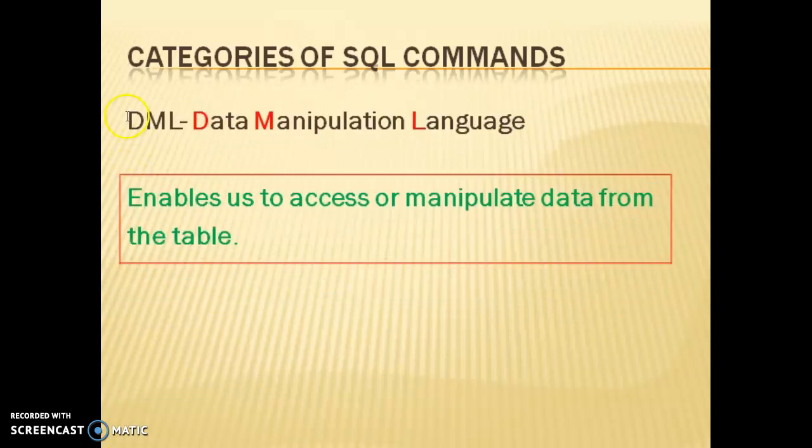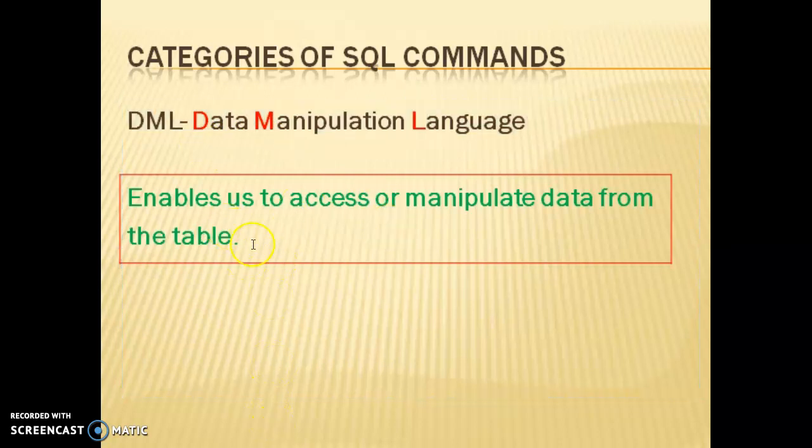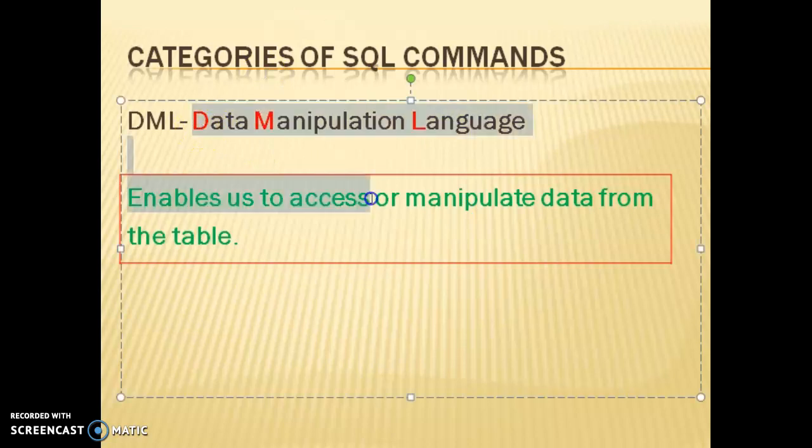So the next SQL command category is Data Manipulation Language, which is shortly called DML. So DML is nothing but Data Manipulation Language. So what will it do? It enables us to access or manipulate the data from the table. Accessing is nothing but getting some details from a particular table, or manipulating the data from the table. Accessing and manipulating is nothing but getting something from the table or changing anything in the table. For that, the Data Manipulation Language is used.